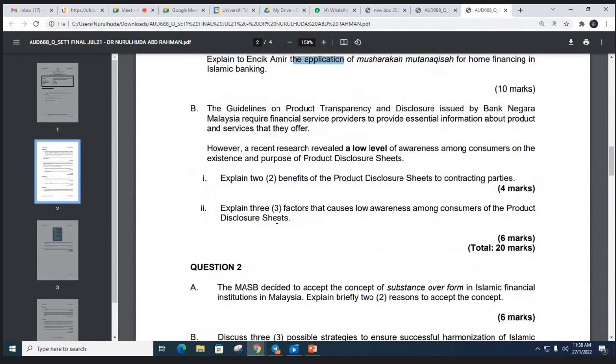And then this one is on product disclosure sheet, why reveal low level of awareness, benefit of PDS, ini pun you dah tahu dalam assignment ada. Factors of low awareness, kenapa ada low awareness? Why do we think low awareness? Customer ni tak tahu pun pasal PDS ni. What are the reasons?